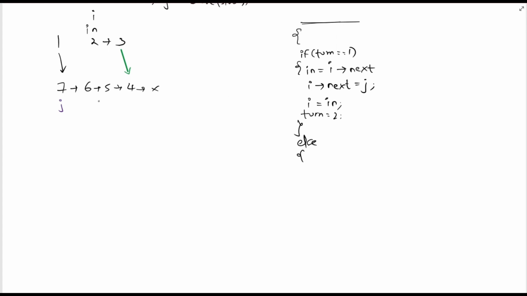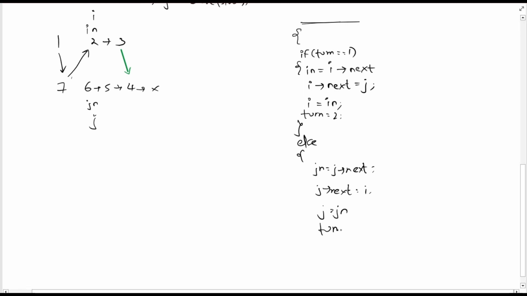Okay. And in the same way, now after 7 we want 2. So first just store the next pointer, which is going to be jn. So jn is equal to j's next. Okay. And after that we would do j's next to i. So what I did was I just put this pointer and I pointed it to 2. Okay. And I just would update my j from here to here. So my j would be j next, and my turn would be 1.